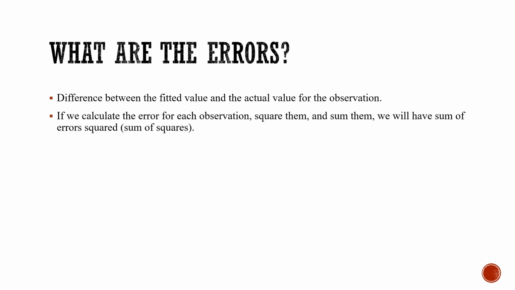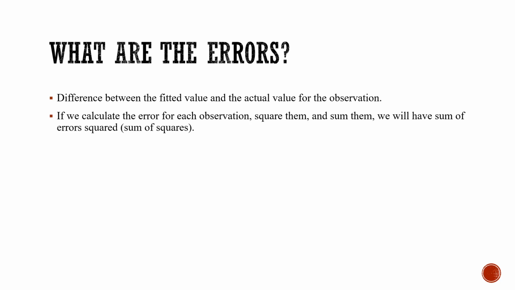In this session regarding the Jointpoint regression, we are going to discuss model errors. But first, we need to know what errors are. For the purposes of this presentation, we define error as the difference between the fitted value and the actual value for the observation.